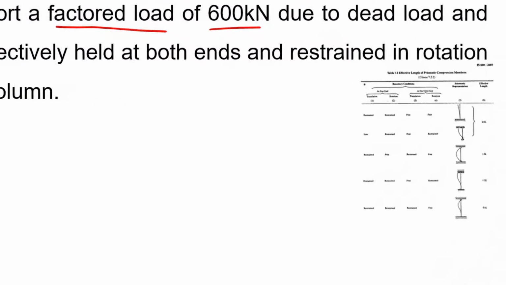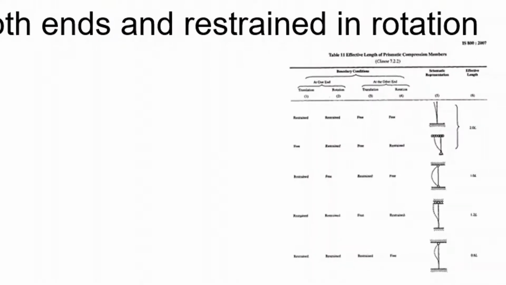If you go back to table number 11, the column is effectively held at both the ends. That means the translation is restrained at both the ends. So either our condition may be this or this. We need to look at what happens to the rotation. And restrained in rotation at one of the ends. So at one end rotation is restrained and at the other end rotation is free.